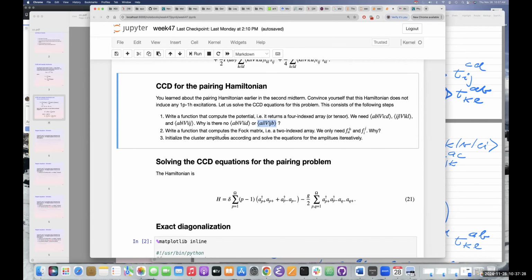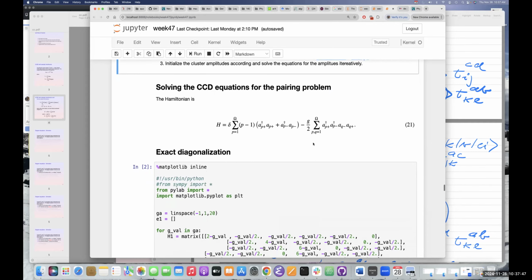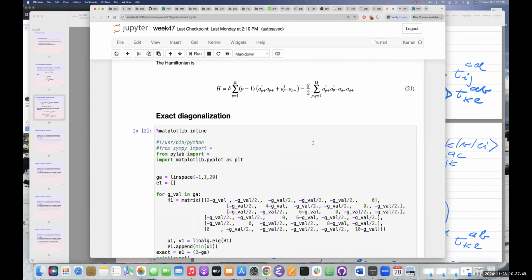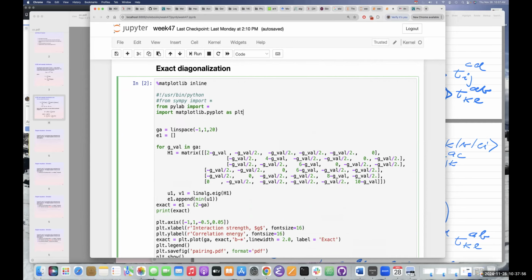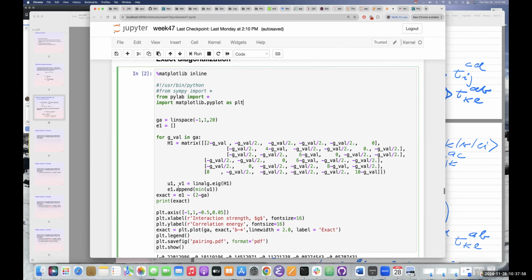And then we write a function that computes the Fock matrix. In our case, for the pairing model, we don't even need that one. Then we initialize the cluster amplitudes according to our given guess, and we solve the equations for the amplitudes iteratively. What I did here was simply to bring back what we had in the second midterm, and you have all seen this before. So we know the exact solutions here.